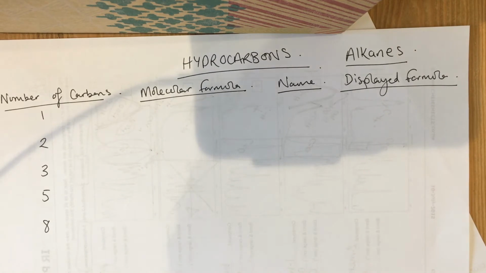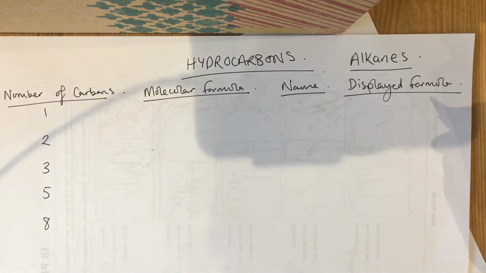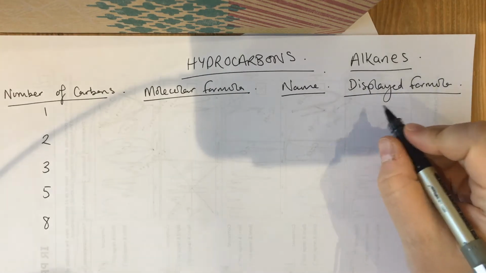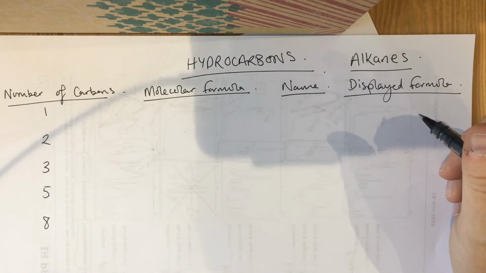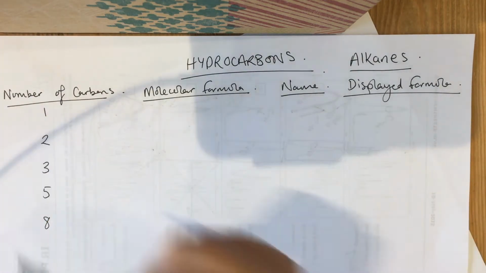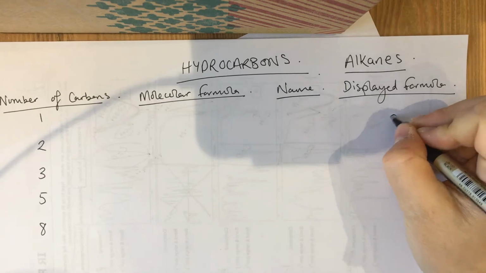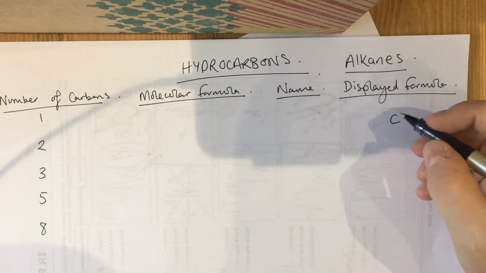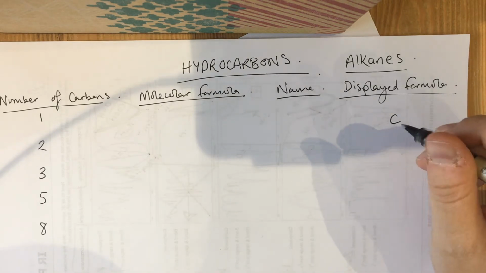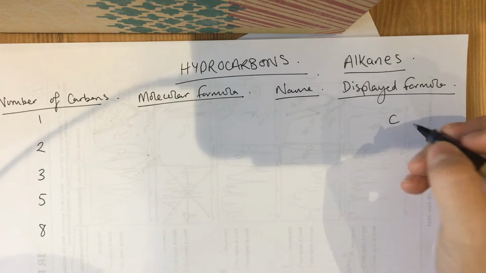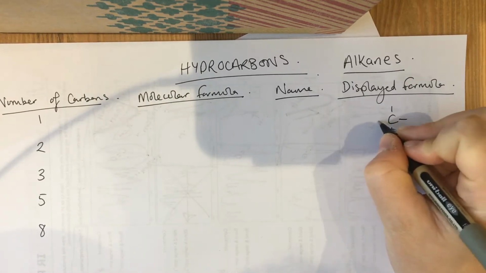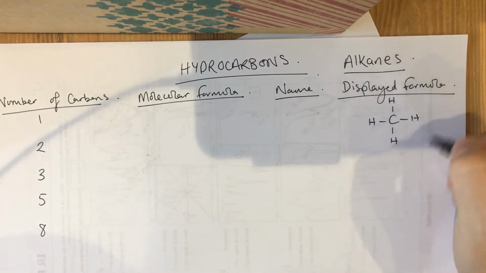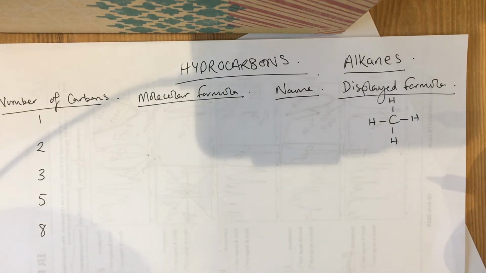So what I would like you to do is a table like this. There's one on the PowerPoint, and you need to fill in this last column first. The displayed formula is like a structure or a diagram. We're starting with one carbon, so we'll do this one together. You just need to draw one carbon, and add hydrogens until each carbon, in this case the only carbon, has 4 bonds. Hydrogen atoms can only make one bond. So we put 4 bonds on our carbon. Each of those can have a hydrogen on the end. So that is the displayed formula of our first alkane molecule.